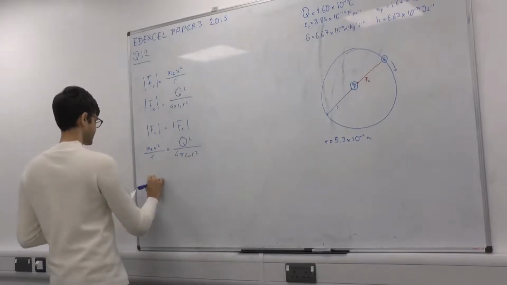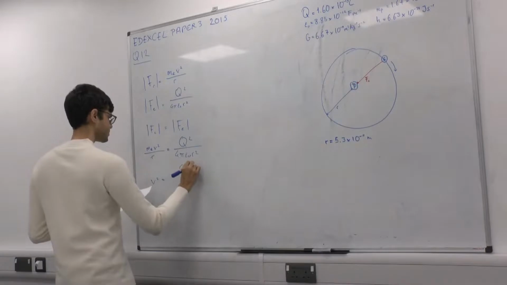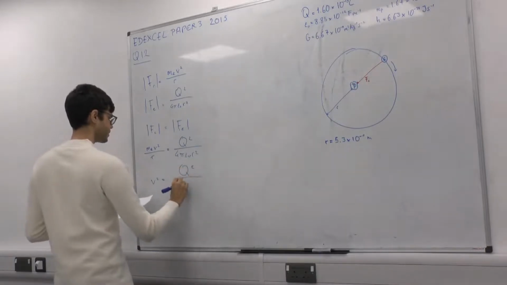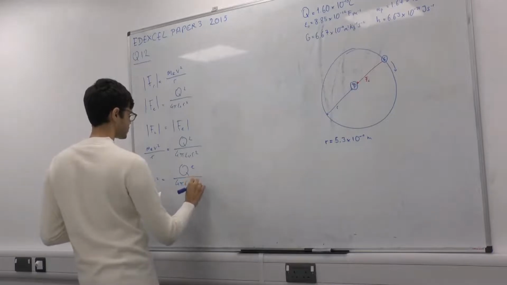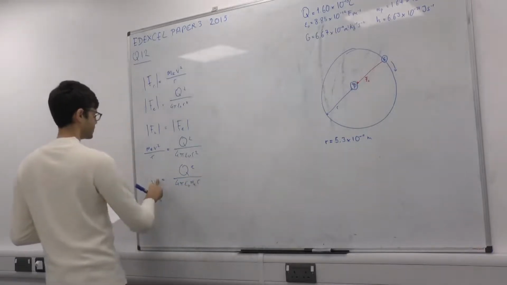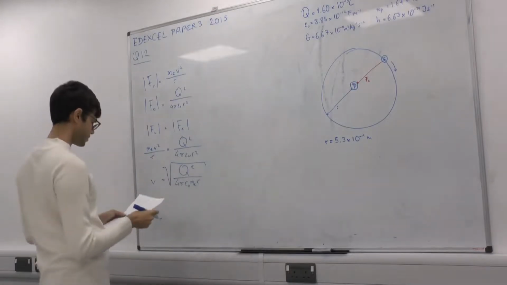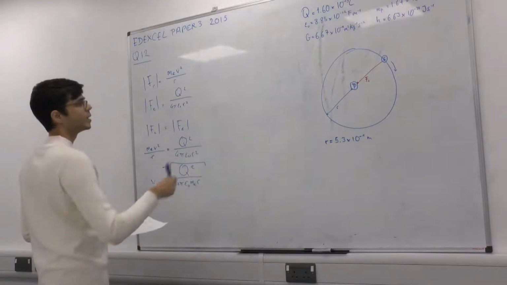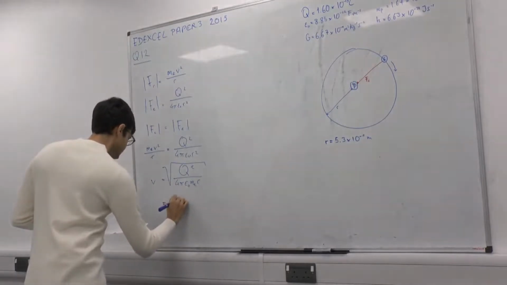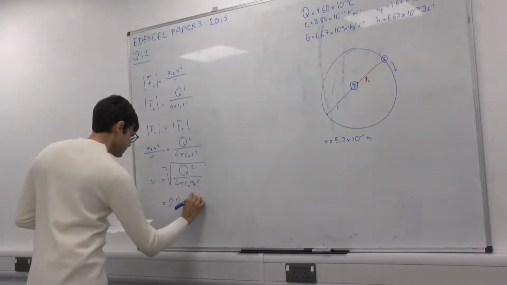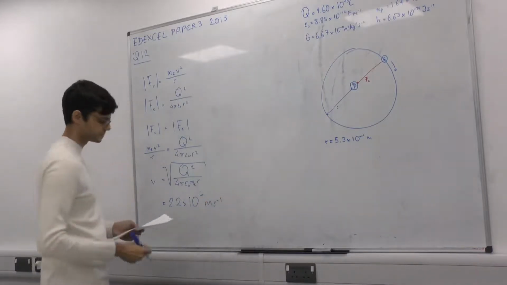Rearranging for v, we get v squared is equal to q squared over 4 pi epsilon naught times the mass of the electron times r. We can just take the square root now and obtain this expression for the velocity of the electron. Plugging in the constants, we obtain a value of 2.2 times 10 to the 6 meters per second. That's part B.